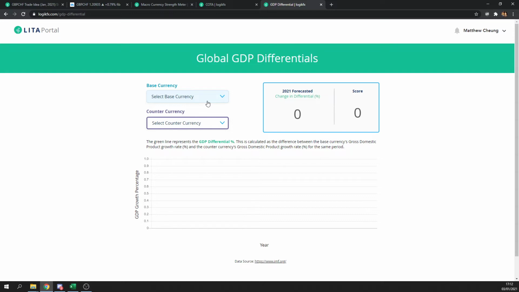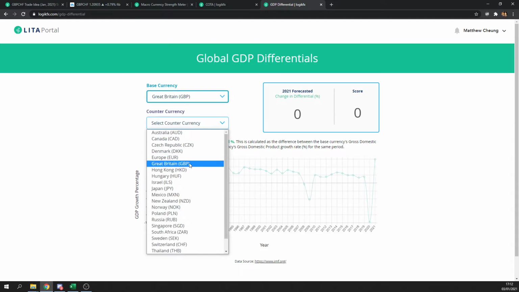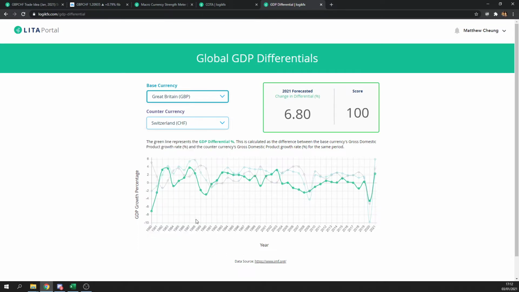Now, the IMF also released some forecasts which are really useful. So we'll go ahead and use the GDP differential indicator right now. And we want the pound against the Swiss franc, if I can find it. So the Swiss franc, let's go down the list. Where are you? Down there. What we have is a positive GDP growth differential.